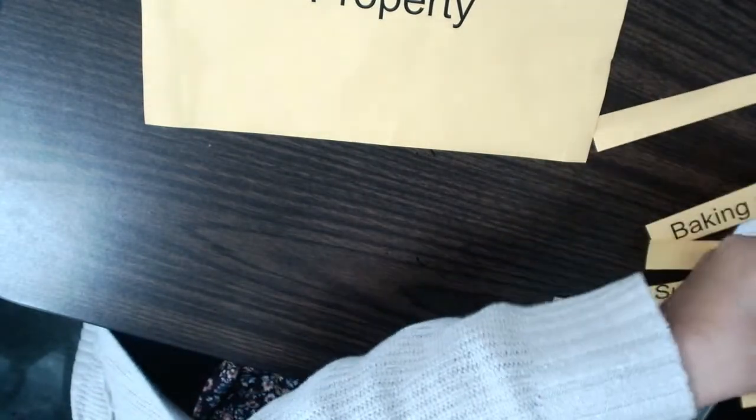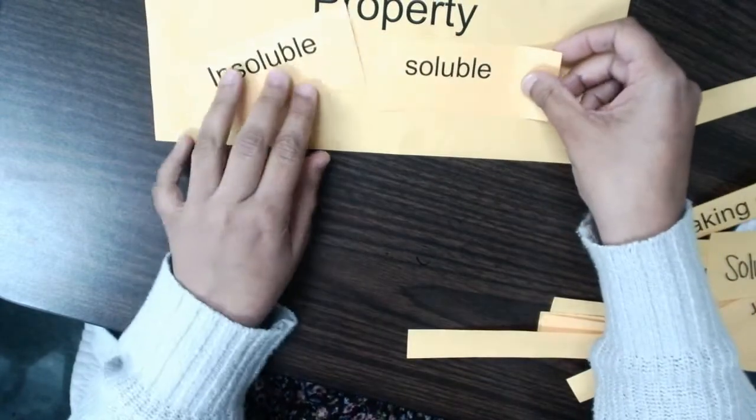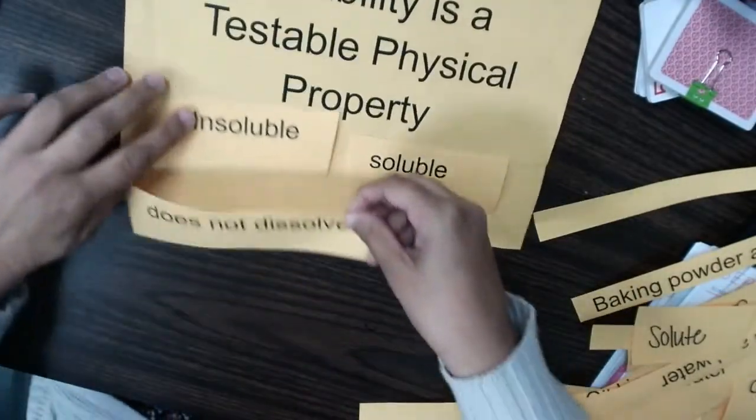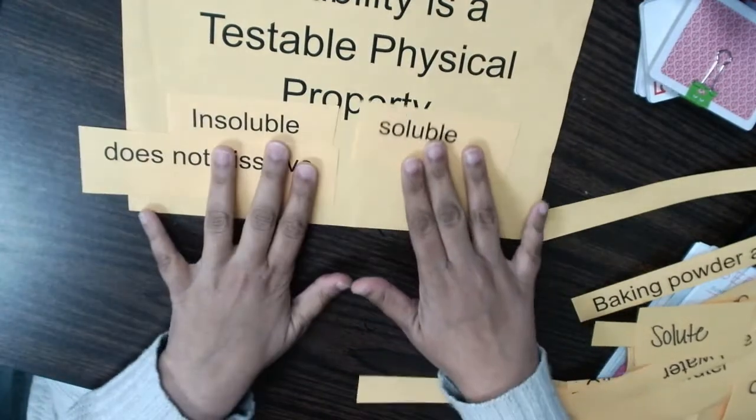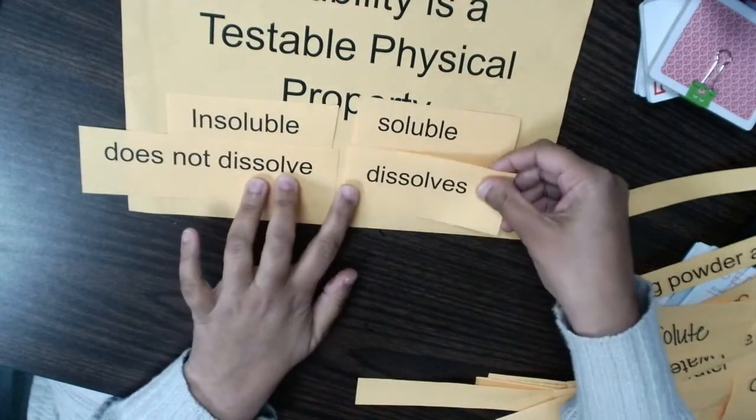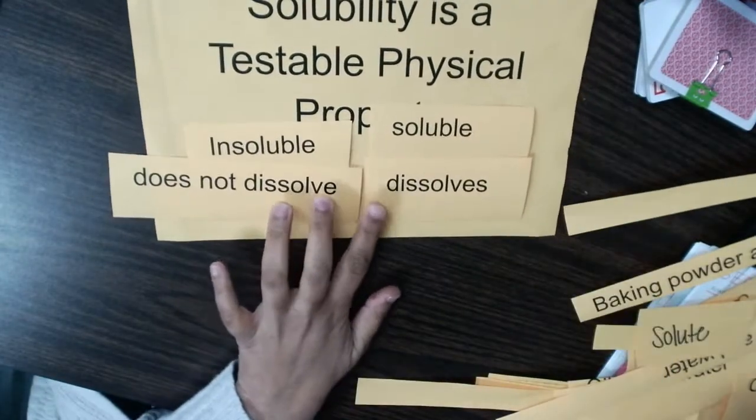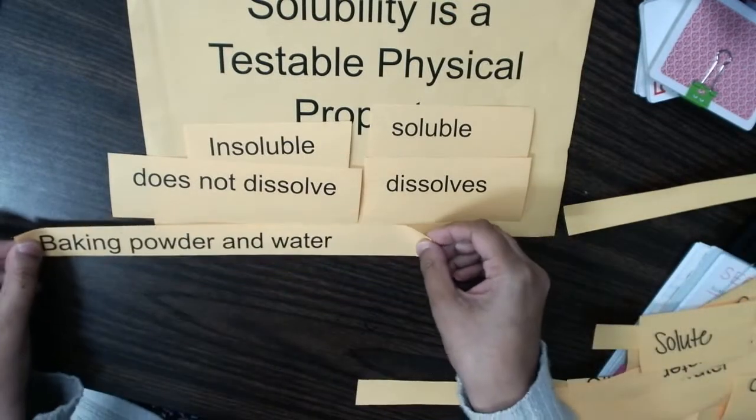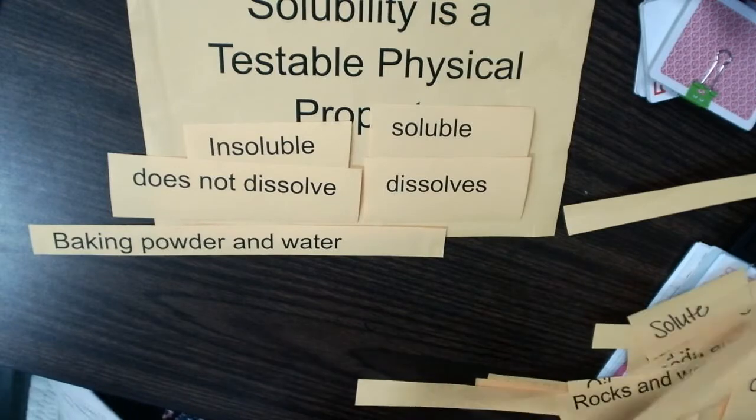Quick review. So we have two words, soluble and insoluble. The definition for insoluble is does not dissolve. The definition for soluble is dissolves. Okay, and I'm going to go through my list. All right, so I have baking powder and water. We all remember that does not dissolve.